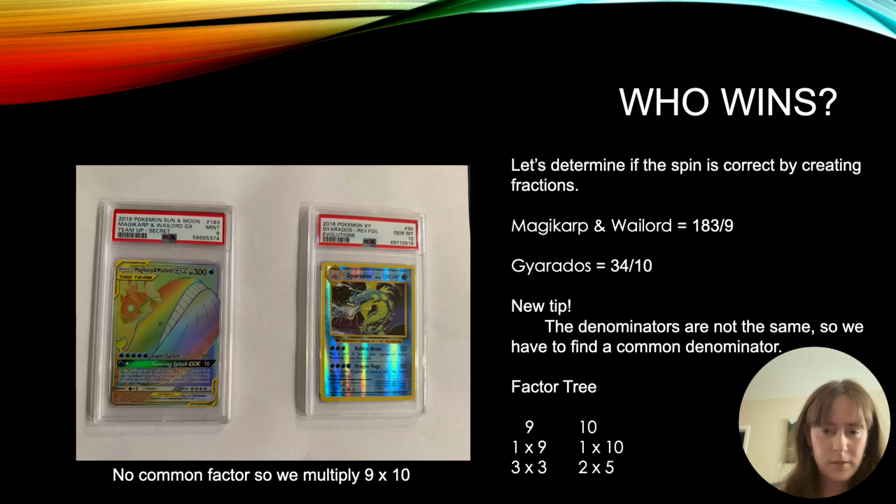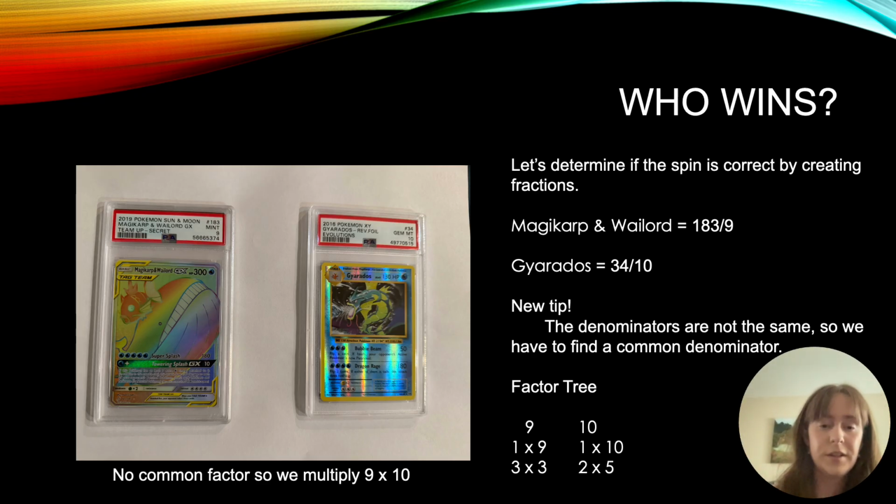Magikarp and Warlord. Okay. 183 over 9, or Gyarados 34 over 10. Ooh. Look. Is the denominator the same? No. We have a 9 and we have a 10. Okay, we got a new tip coming your way. That means the denominators are not the same, so we have to find a common denominator. How do we do that? Okay, we're going to do that by using a factor tree.